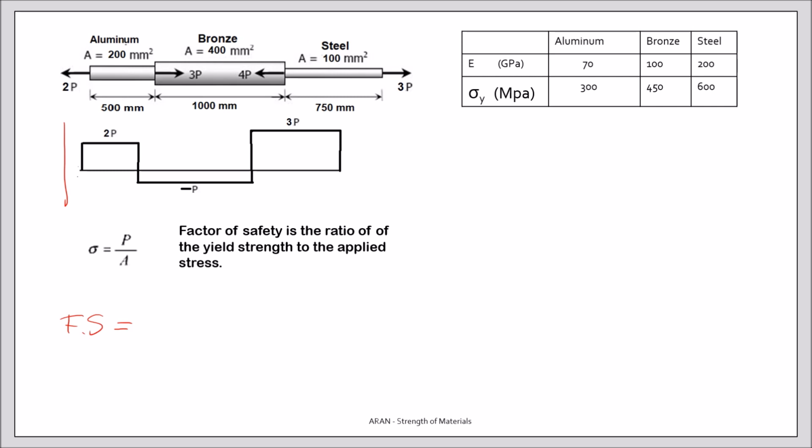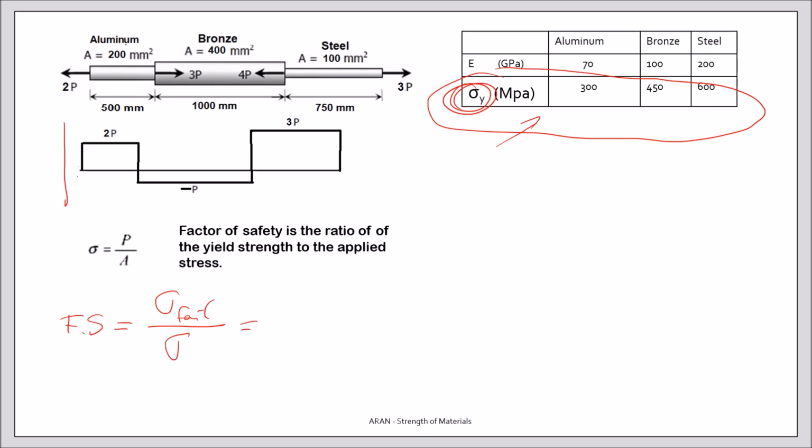We have to calculate the factor of safety. What is the factor of safety? I can take the yield strength of a material as the fail strength, fail stress, because when a material in a mechanical structure begins to deform permanently, we can directly assume that it fails. We do not have to wait for rupture. So our yield stress is our fail stress. The fail stress divided by the acting stress is my factor of safety.